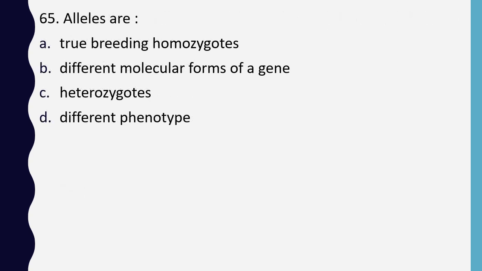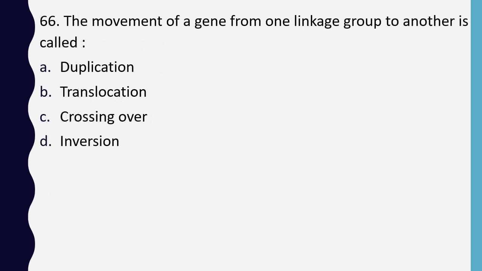Question number 65. Alleles are true breeding homozygotes, different molecular forms of a gene, heterozygotes, different phenotypes. Alleles are. Correct answer is option B, different molecular forms of a gene. Question number 66. The movement of gene from one linkage group to another is called duplication, translocation, crossing over, inversion. The correct answer is option B, that is translocation.